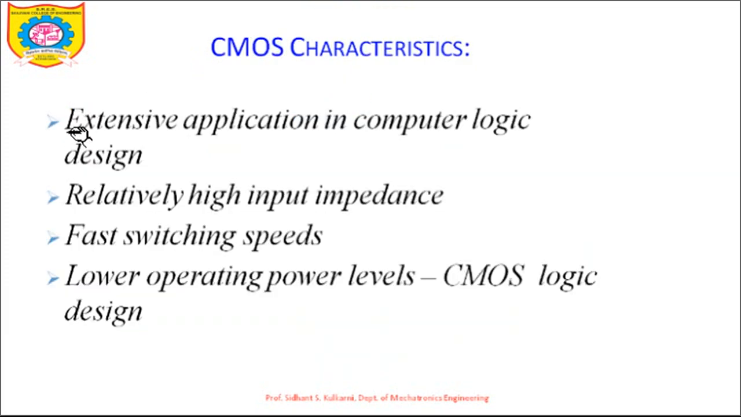Now what are the CMOS characteristics or CMOS applications? It has extensive application in computer logic design. As I told you, in digital logic circuits we will see CMOS: relatively high input impedance, fast switching speed, which is always a desirable part of digital logic, and lower operating power levels. So these are some of the CMOS characteristics, or we can say the applications of CMOS.